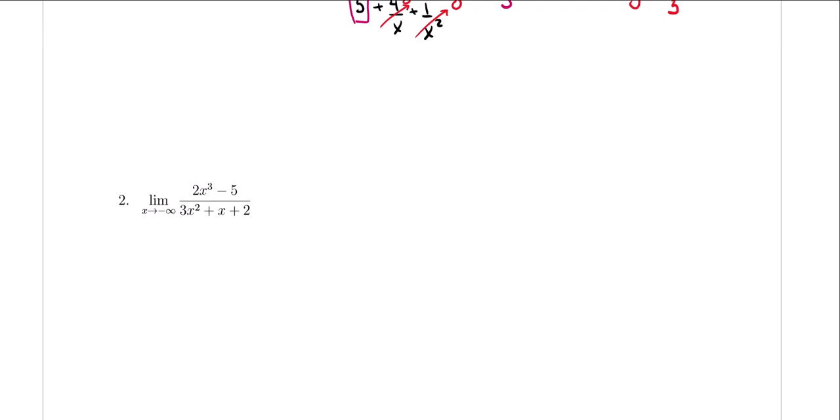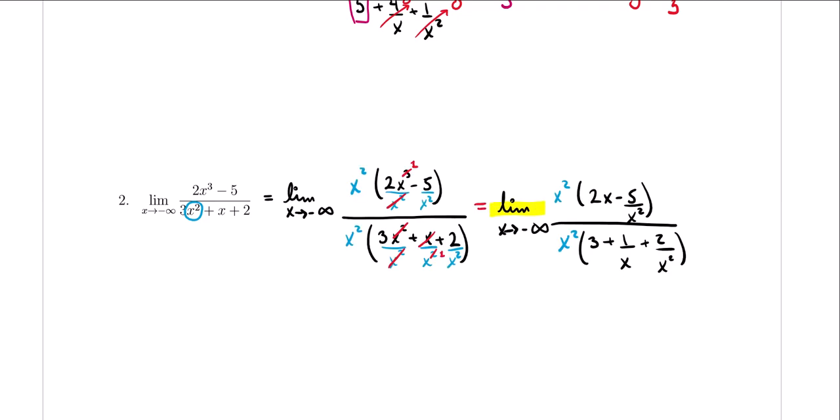Alright, so taking a look at our denominator, we see that the x with the power 2 is the x with the largest power. So once more, we're going to factor an x squared from the numerator and denominator. So this is going to give us the limit as x approaches negative infinity of x squared times (2x minus 5 over x squared) all over x squared times (3 plus 1 over x plus 2 over x squared).